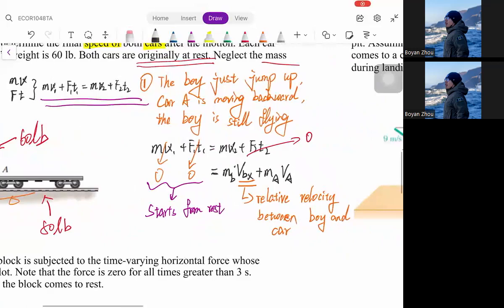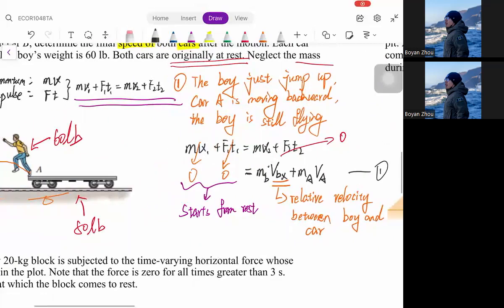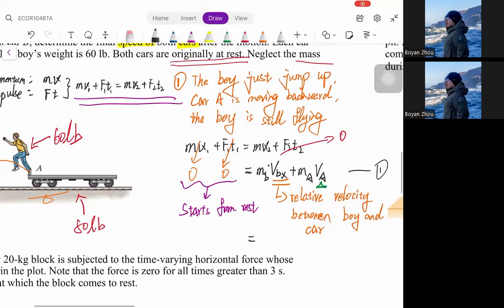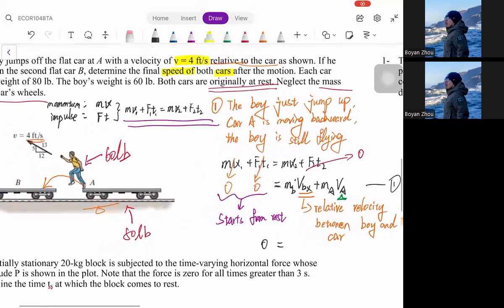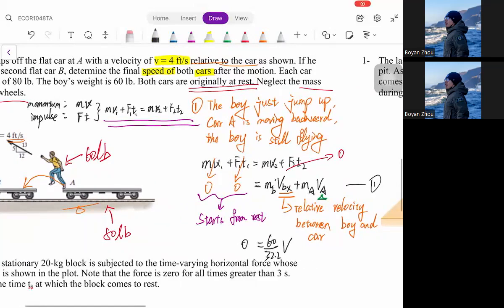So the first equation, we have two unknowns. Wait, let me see. Then 0 equals this one plus this one plus this one. Okay, so we only have one unknown, the VA. So then we can just plug in a number. That is 0 is equal to MB, 60 over 32.2, times VBX.